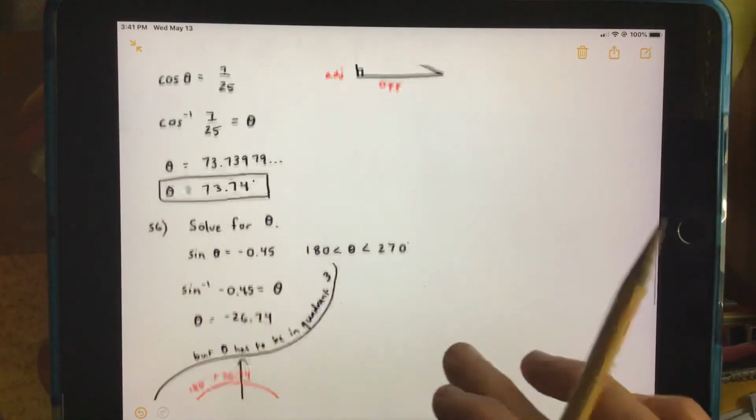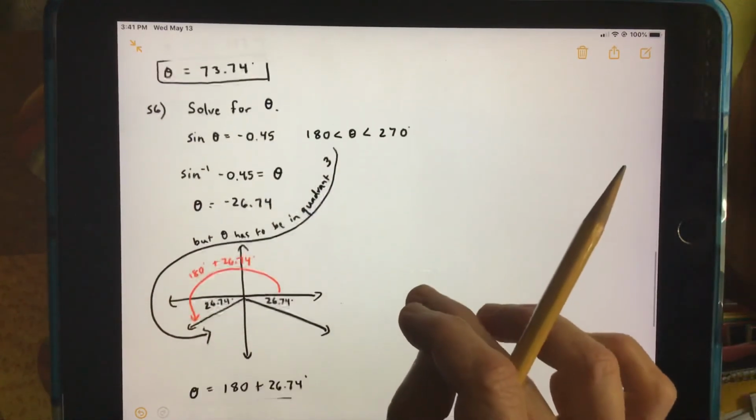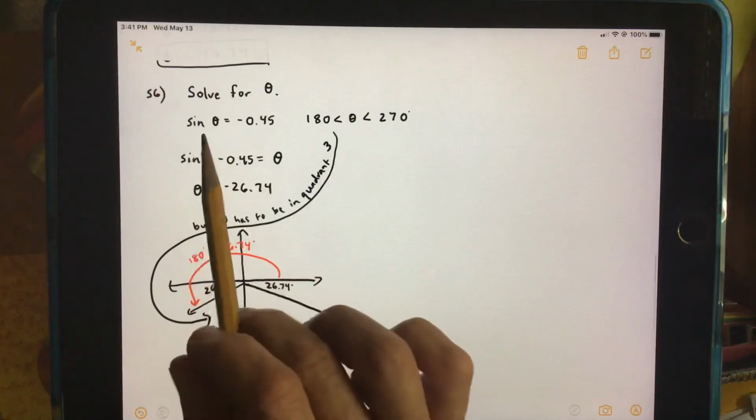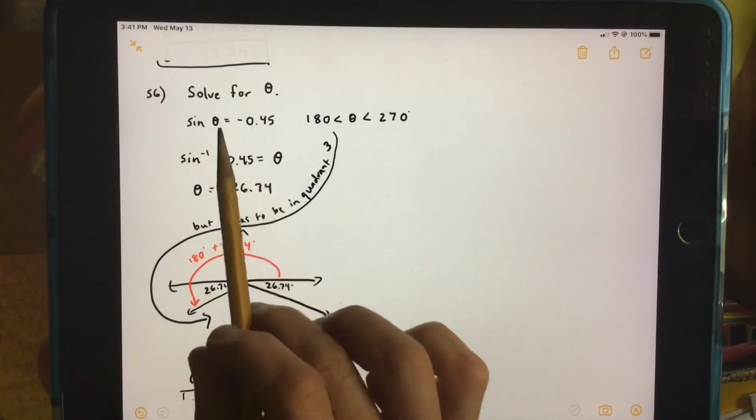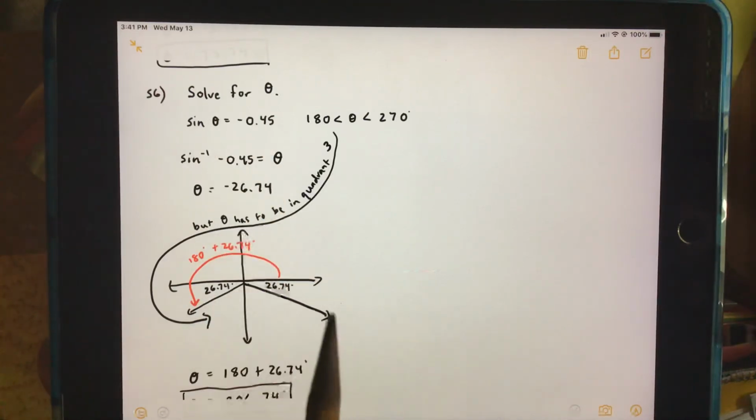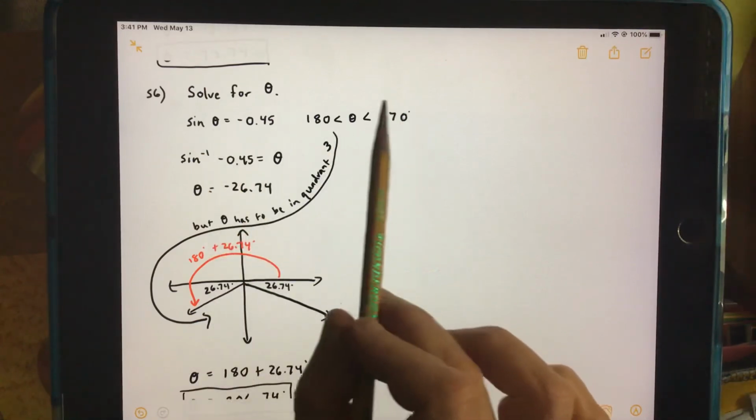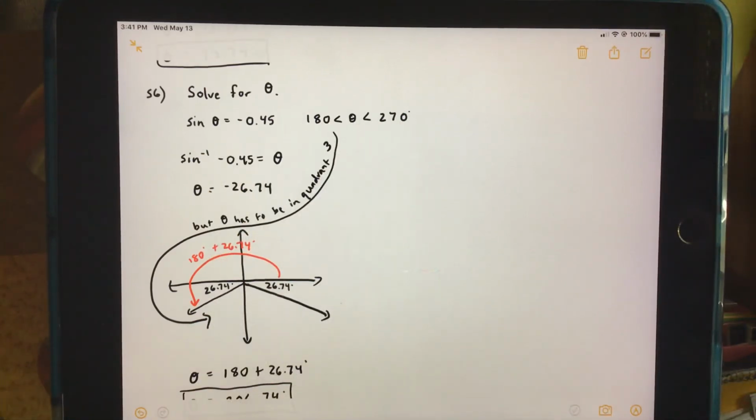For our last sample today, we're solving for theta once again. This time we're given an equation. Sine of theta is equal to negative 0.45, and we're to find the value of theta. We have to find the value of theta, it says, though, in between 180 and 270 degrees. That's going to put it in quadrant 3. So we're going to need to find our answer in quadrant 3 here.